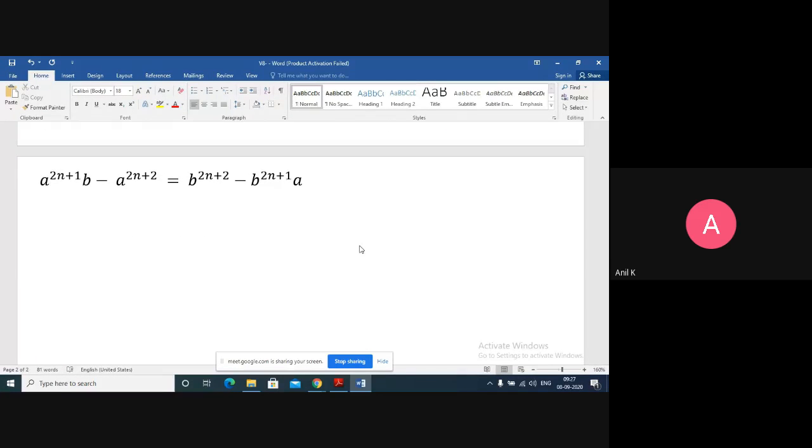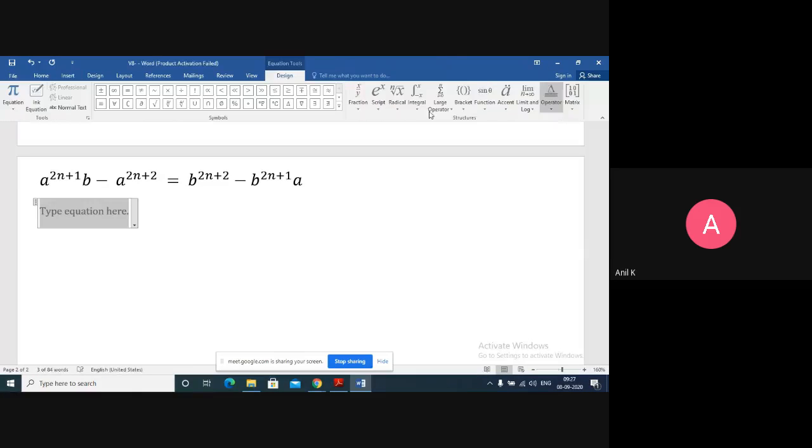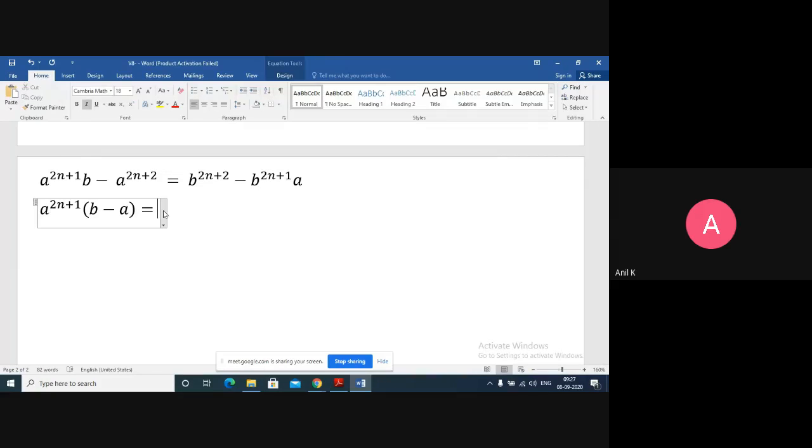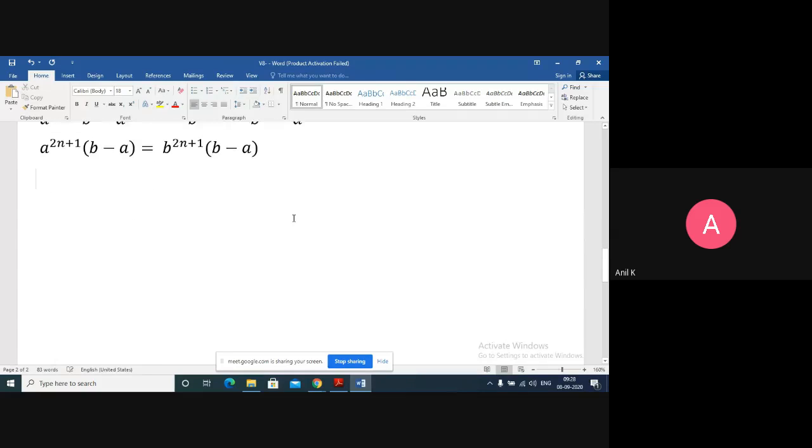After transferring, you see what are the things you can take common from both of them. Can anyone tell me on LHS what are the things I can take common? This a to the power of 2n plus 1 will be common. And what will be left is, the first term will give me b, the second term will be left with a, which equals, on the RHS side, b to the power of 2n plus 1 will be common. Then what we are left with here is also b minus a. So on both the sides, your b minus a will get cancelled.